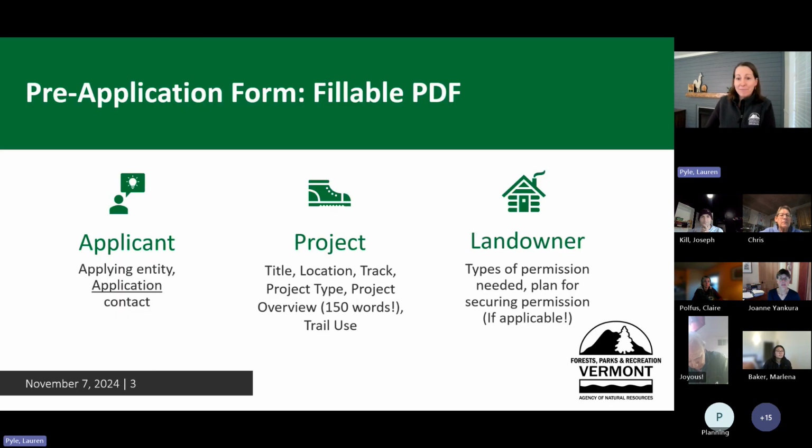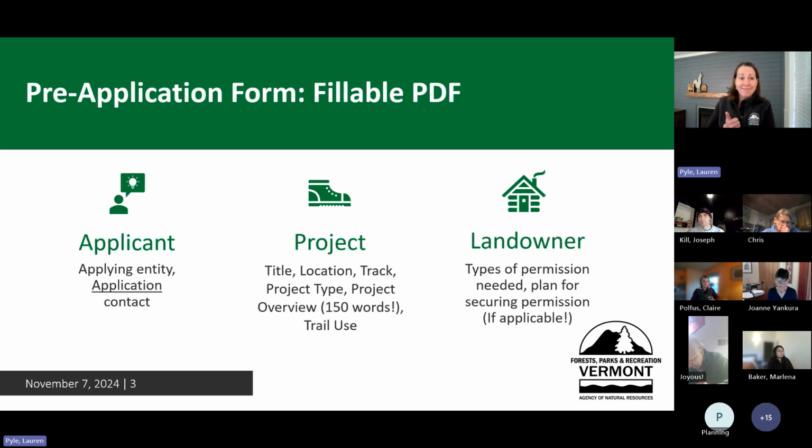We're going to start with the first of the 5 documents required for the pre-application for the Recreational Trails Program, and that is the pre-application form. This is a really short, quick, fillable PDF. This is our space to ask a lot of the core information about the project so we know what's going on in the pre-application phase. And we ask about really 3 big buckets of content information within this form.